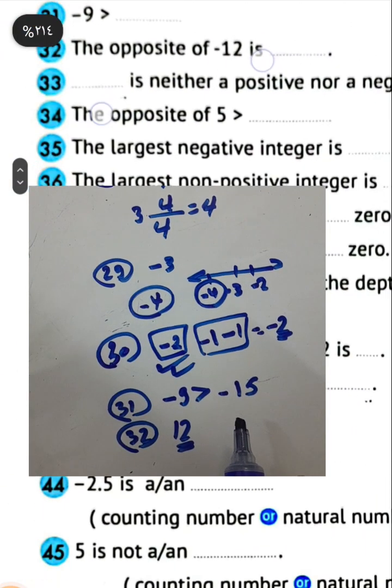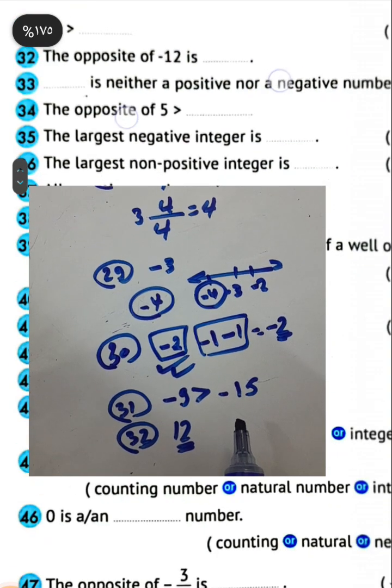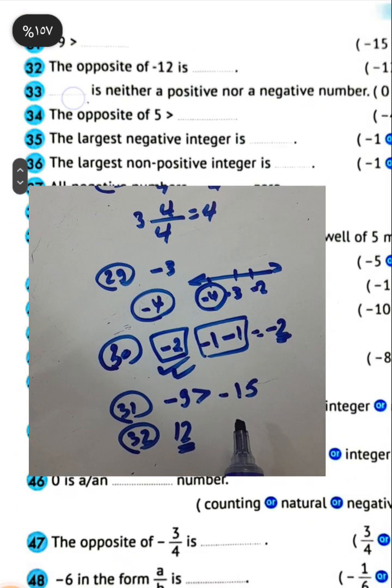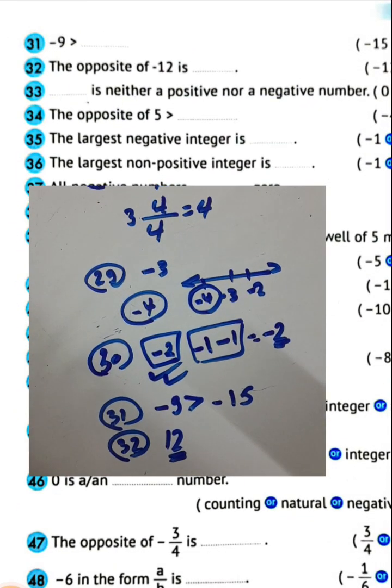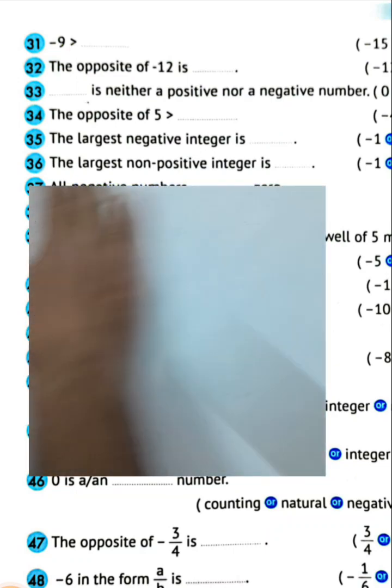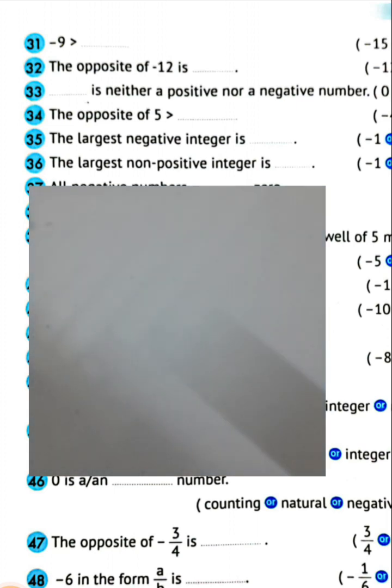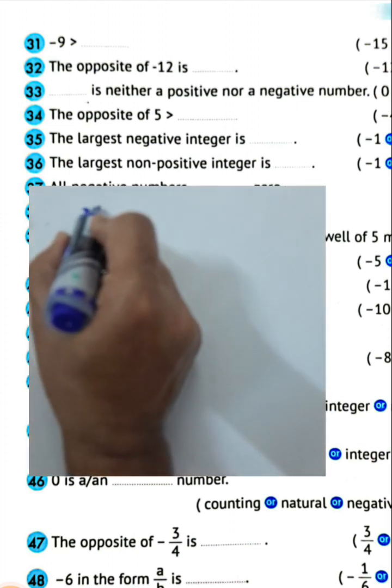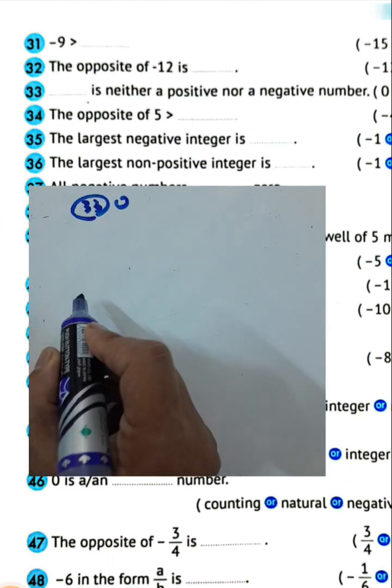Question 33: 0 is neither positive nor negative. It will be 0. 0 is neither a positive nor a negative number. So the result for this question 33 will be 0.